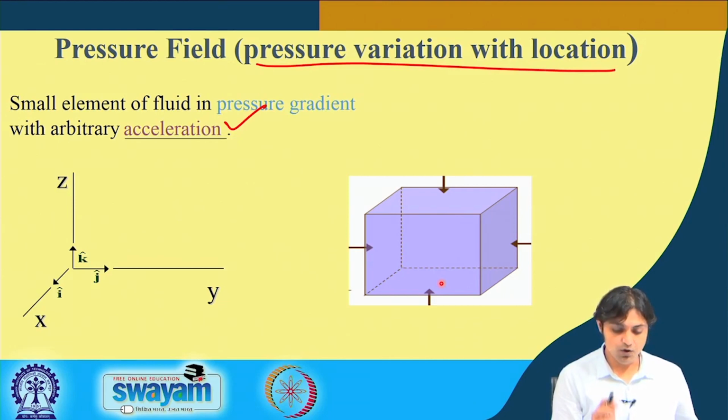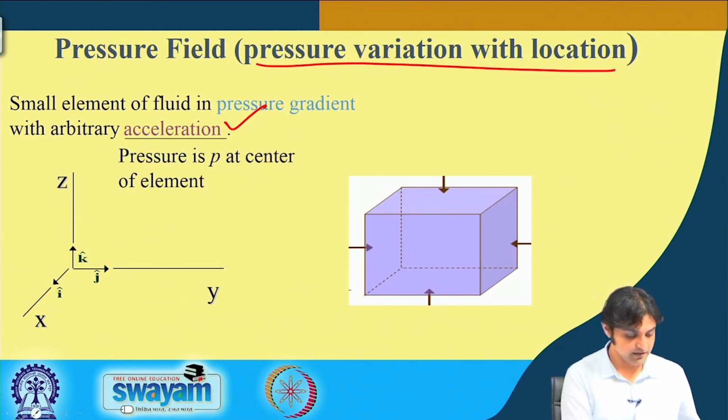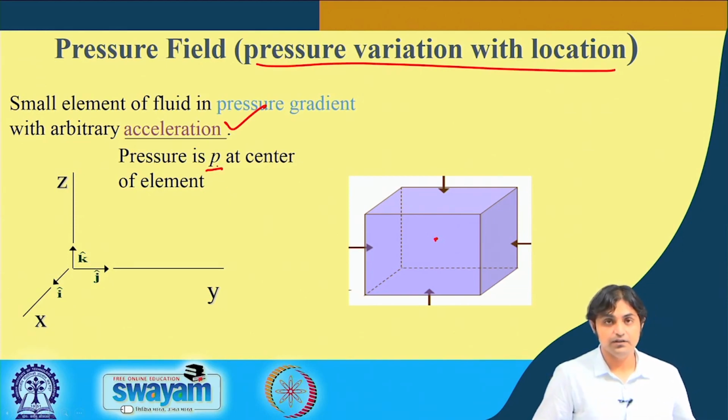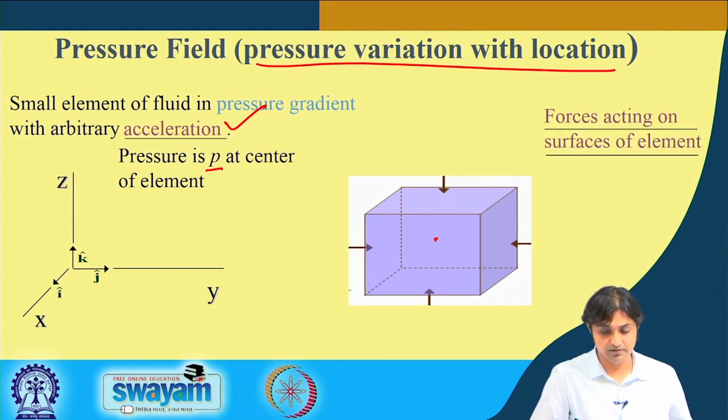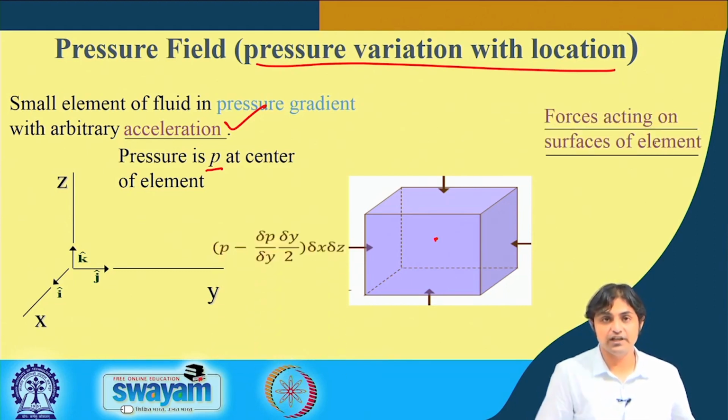So, as we have done always, what we are going to do is write the forces, but first assume that at the center, so I am going to use the pen now, the pressure at the center is P. This will actually help in the derivation, and there is a uniform pressure gradient, that is what our assumption is. So, we should be knowing the forces acting on the surface of the element.